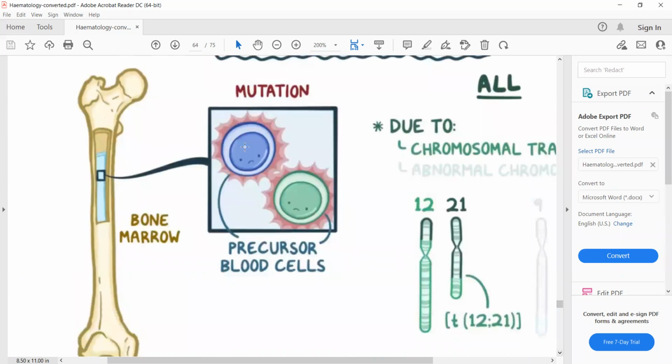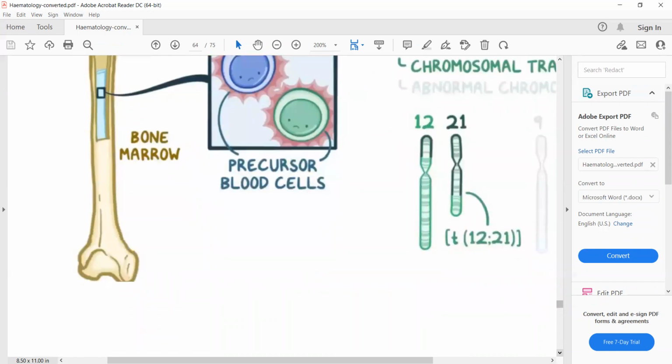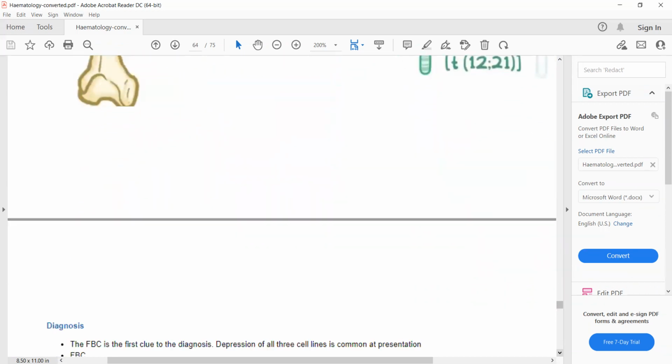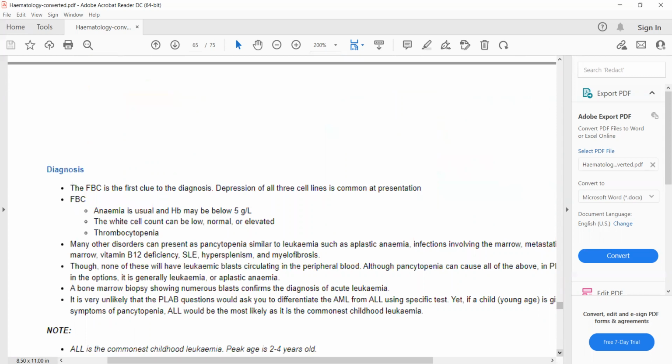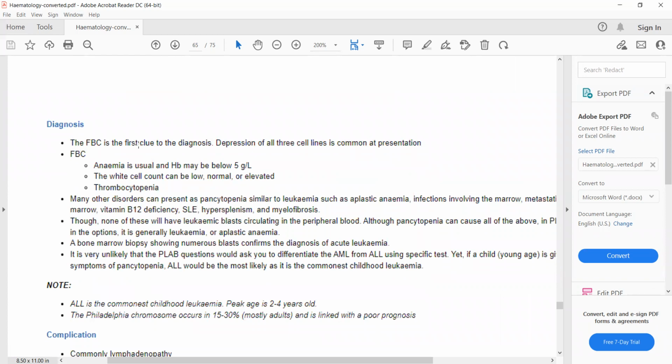The cause of ALL and AML, both of them, is a mutation in the precursor blood cells, which lead to either lymphoblastic leukemia or myeloblastic leukemia. That is the proliferation of precursor cells of these white blood cells. So how is the diagnosis made? The initial investigation will be full blood count, and full blood count will show pancytopenia, that is anemia, neutropenia, and thrombocytopenia. White cell count can be low, it can be normal, or sometimes elevated as well.